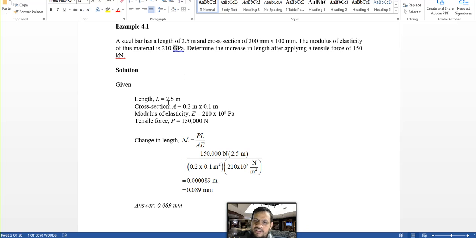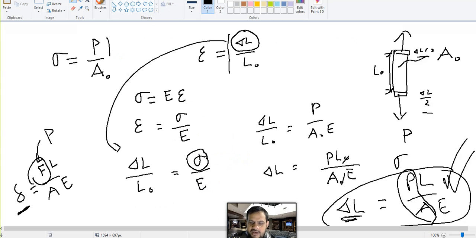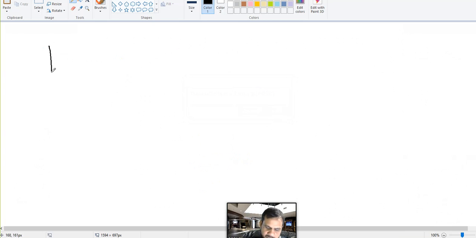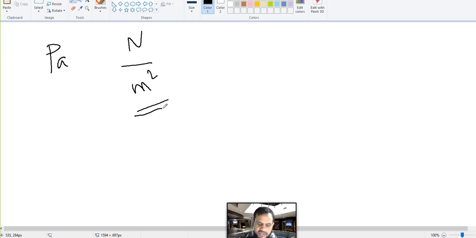Okay, so L 2.5 and A, we converted into meter and meter square. Elasticity in Pascal. Pascal means Newton per meter square. If I write down here, what is Pascal? Pascal means Newton per meter square. This is the technical unit. This is what we call the customary unit. In this unit, the scientist Pascal initially proposed it. This is how we name it.